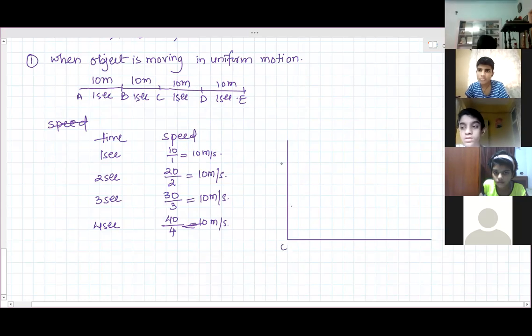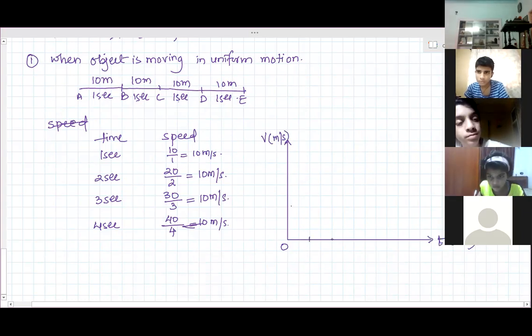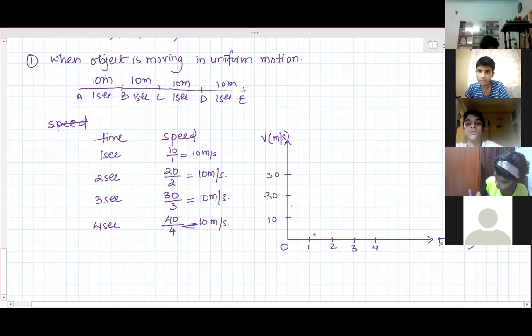Here, this is 0. This is the y-axis, v in meter per second, and on the x-axis, t, time in seconds. So 1 second, 2 seconds, 3 seconds, 4 seconds, and this is 10 meter per second, 20 meter per second, 30 meter per second. Now on the y-axis we are plotting speed, not distance covered. So at 1 second, speed is 10 meter per second. In 2 seconds also 10, 3 seconds also 10, and 4 seconds also 10 meter per second.